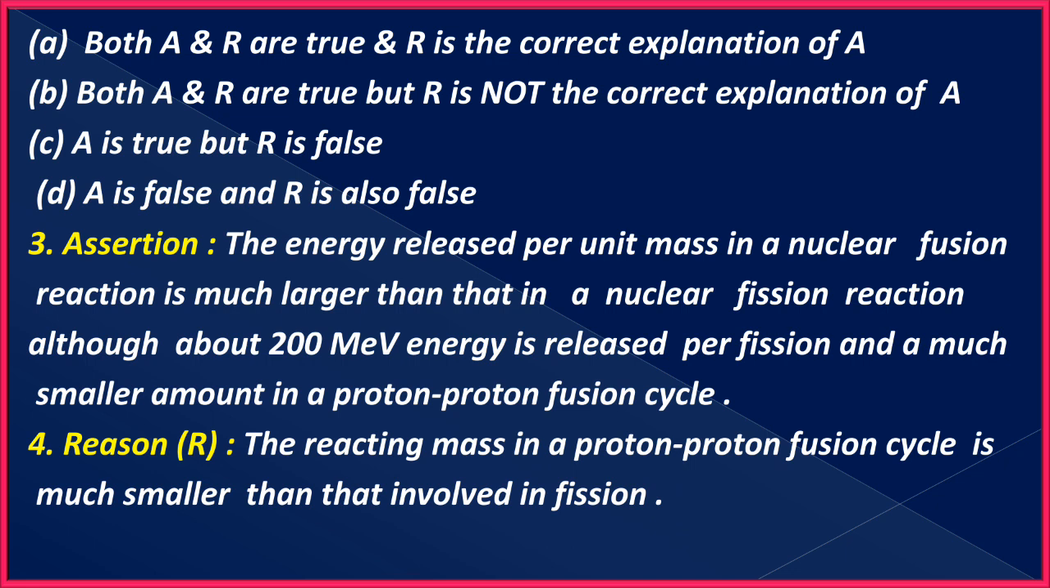Next one, question number 3. The energy released per unit mass in a nuclear fusion reaction is much larger than that in a nuclear fission reaction, although about 200 mega electron volt energy is released per fission and a much smaller amount in a proton-proton fusion cycle, and its reason is given as the reacting mass in a proton-proton fusion cycle is much smaller than that involved in fission. Correct answer is A. Both assertion and reason are true, and reason is the correct explanation of A.